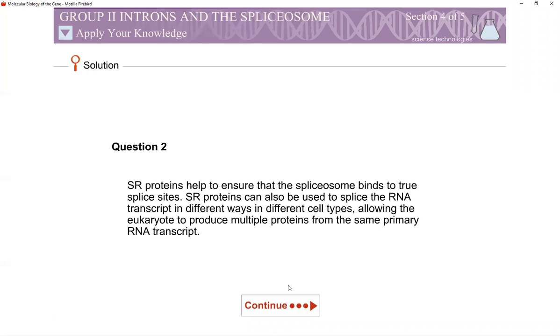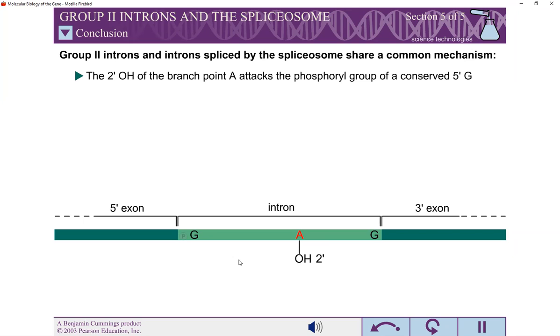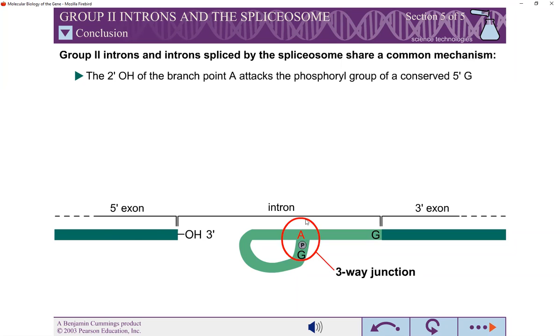same primary RNA transcript. Group 2 self-splicing introns and introns spliced by the spliceosome share a common mechanism of splicing. In the first reaction, the 2' hydroxyl of the branch point adenine attacks the phosphoryl group of a conserved guanine in the 5' splice site, forming a three-way junction. Okay, this is the three-way junction which is formed when the branch point adenine hydroxyl group has attached to the 5' splice site.